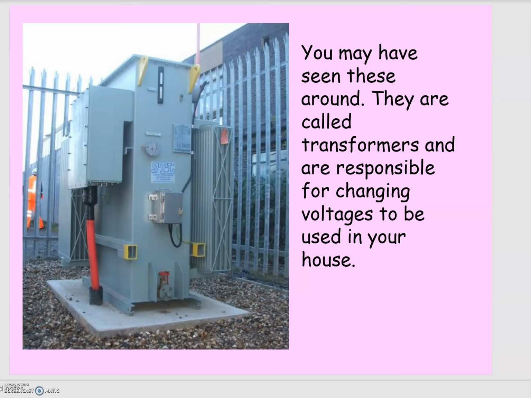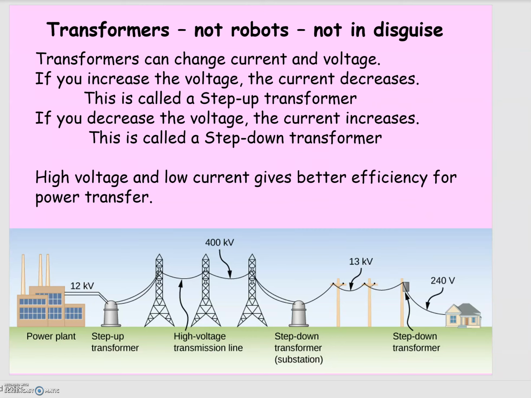The way this works, as you can see in the diagram, is that transformers change the voltage. You start with the power station, and if you increase the voltage, the current will decrease, and this is called a step-up transformer. If you decrease the voltage, the current increases, and that's called a step-down transformer. High voltage and low current gives the best efficiency for the power transfer. The power station produces 12 kilowatts that goes into a step-up transformer, which increases the voltage but decreases the current.